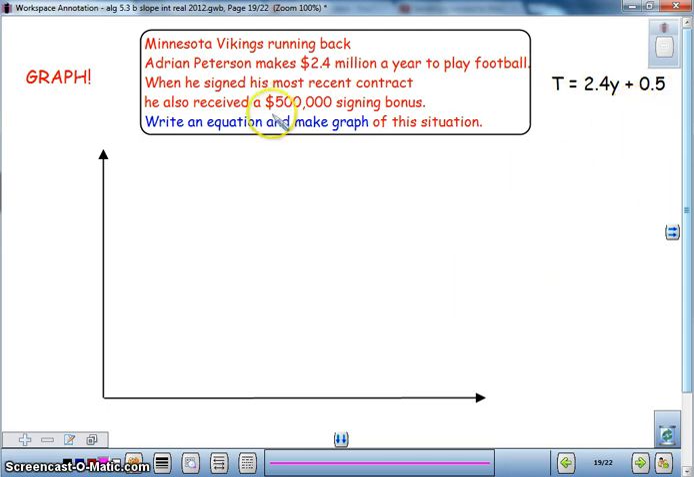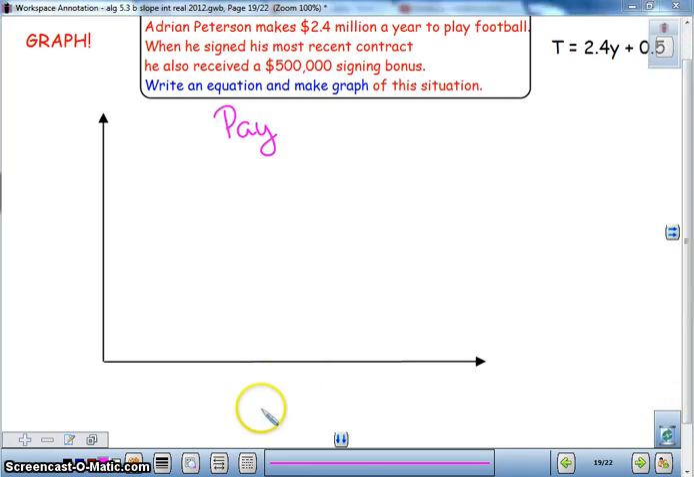Well, again, this is his total pay for Adrian Peterson. If we are thinking about this graph, what is our independent variable? That should be our years of service. So we probably have something like 1 year, 2 years, 3 years, 4. Maybe he's going to be around 5 years, and you could extend your graph as you go out on this one. The next thing we want to decide is what is his pay.